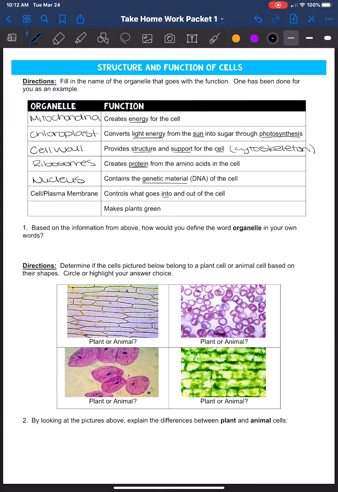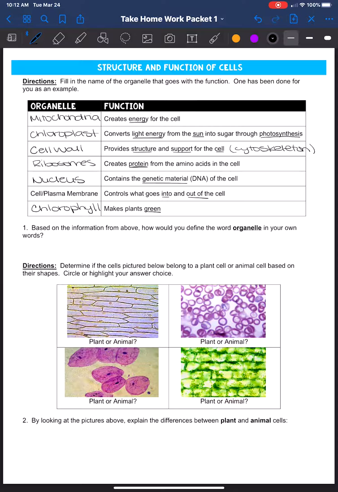Controls what goes into and out of the cell. They have that as the plasma membrane, cell membrane. And makes plants green. It is a pigment, and we know that pigment is called chlorophyll. Chlorophyll is inside of a chloroplast.